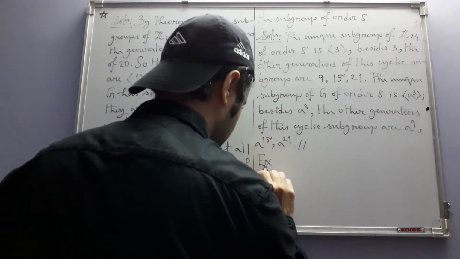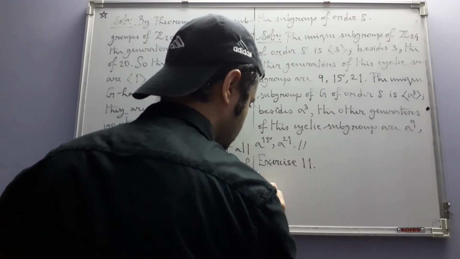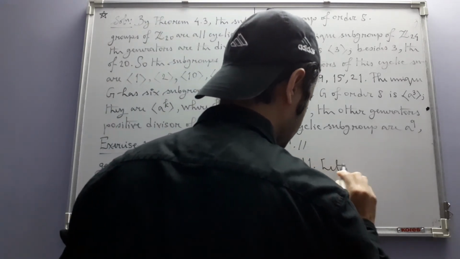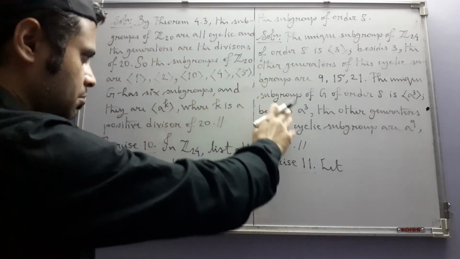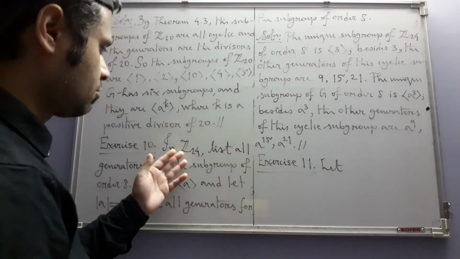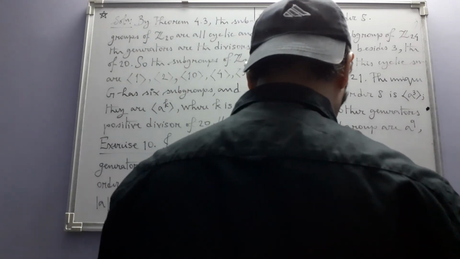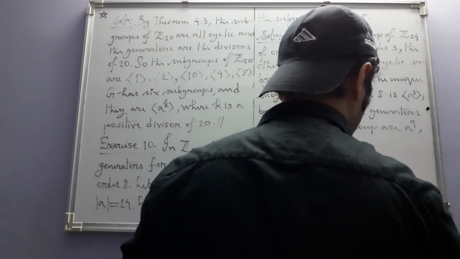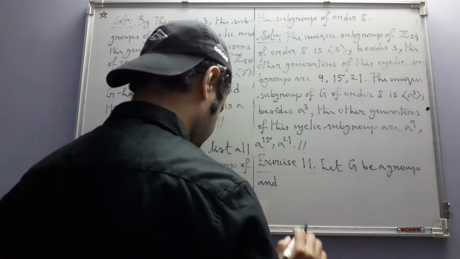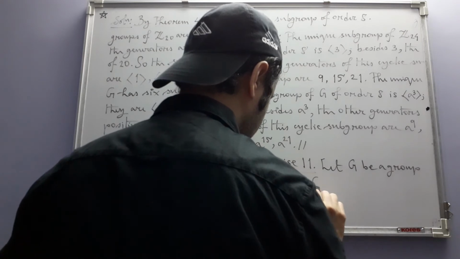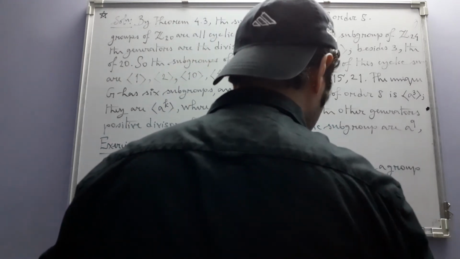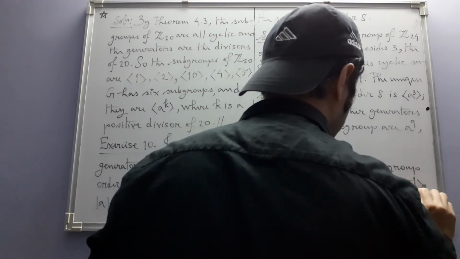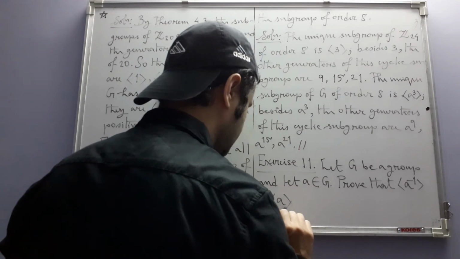11. Let G be a group and let A be in G. So this is, having gone through these exercises, which almost all of them involve concrete groups, concrete cyclic groups, we are now going to look at an exercise of a general nature. Let G be a group and let A be an element in G. Prove that the cyclic subgroup generated by A inverse equals the cyclic subgroup generated by A.